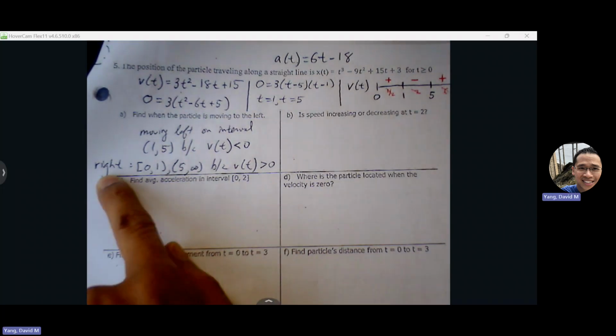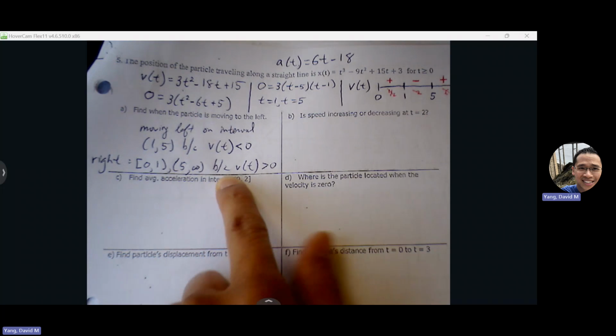For these purposes, I'm also finding when the particle moves to the right.